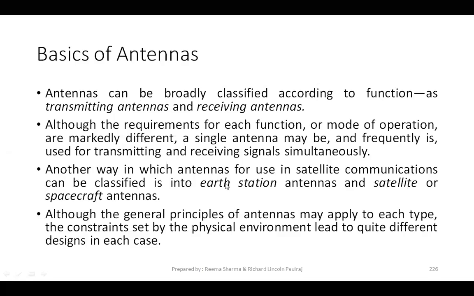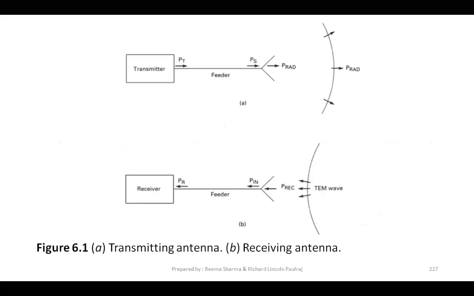Another way in which antennas for use in satellite communications can be classified is into earth station antennas and satellite or spacecraft antennas. Those used in the base station and those used in the spacecraft. So one classification is based on whether they are transmitting or receiving, and the other is where the antenna is located. If it is located in space, it is called a space antenna or satellite antenna. If it is located in the base station, it is called an earth station antenna. Although the general capabilities or principles of antennas may apply to each type, the constraints set by the physical environment lead to quite different designs in each case.